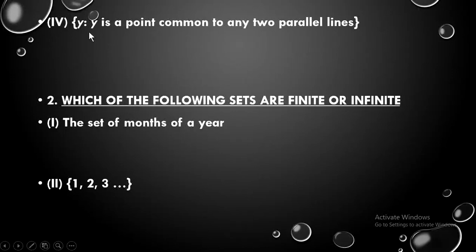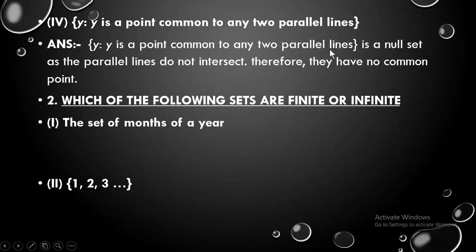Next one says y is such that y is a point common to any two parallel lines. Now over here, this is a null set as the parallel lines do not intersect, you know it very well, therefore they have no common point. You know that parallel lines don't meet, so they don't have any common point, and that is why this set is called as a null set.